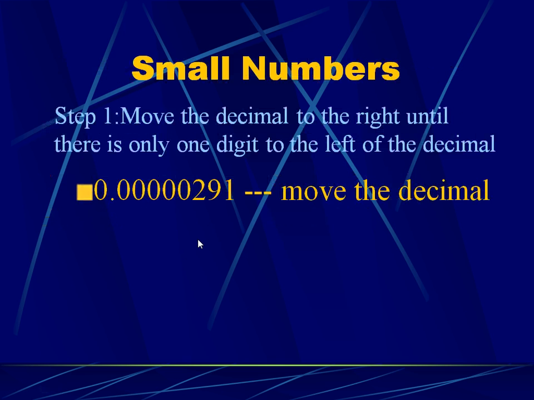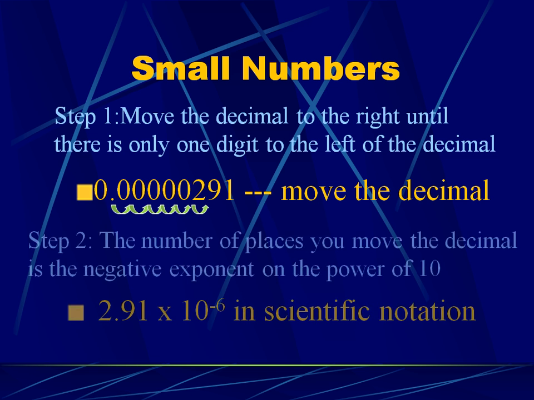Small numbers. So step one, we move the decimal to the right until there's only one digit to the left of the decimal. Okay, so we want the decimal to be here. 4, 5, 6. The number of places we move is the negative exponent on the power of 10. So since we're going the other way, it becomes a negative exponent. So it's 2.91 times 10 to the negative sixth in scientific notation.